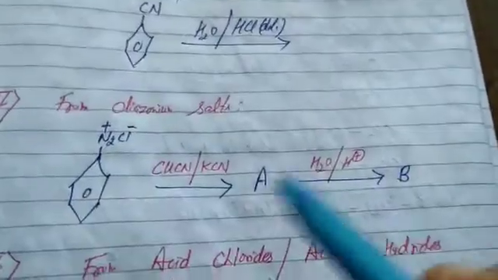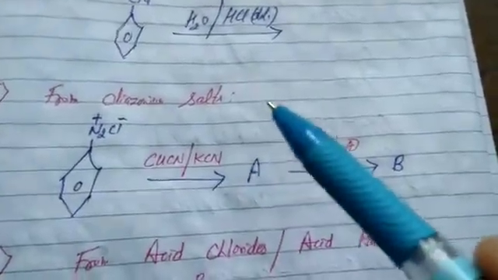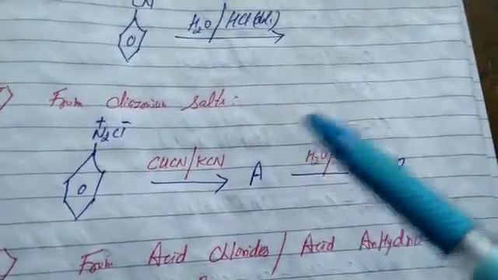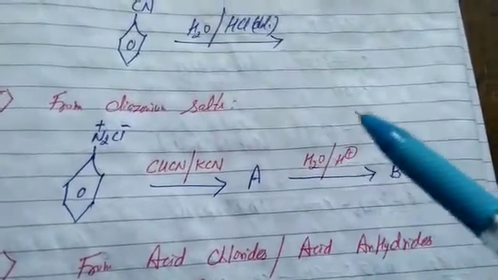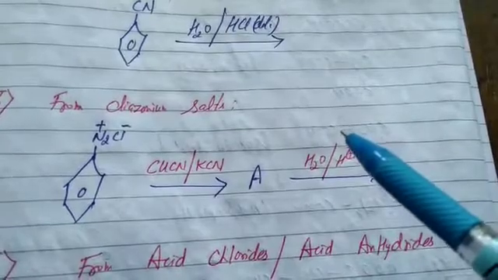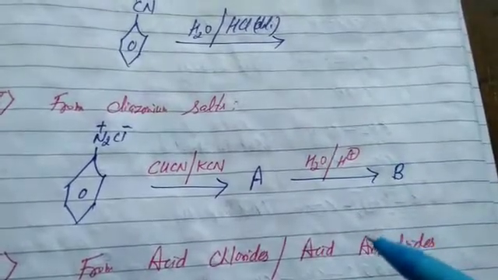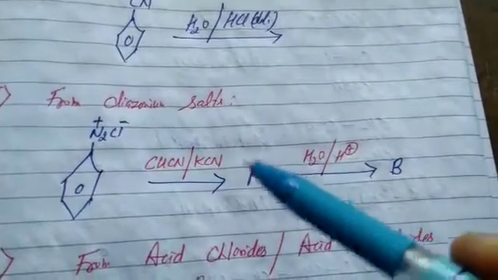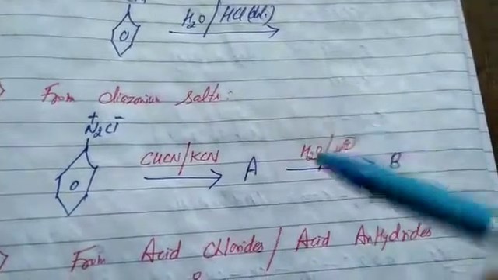Next, from diazonium salts. Students, remember, from diazonium salts, can we go to aliphatic acid or aromatic acid? Your answer is aromatic acids. Aliphatic acids are not formed from diazonium salt because aliphatic diazonium salt does not exist. We have studied they do not exist.